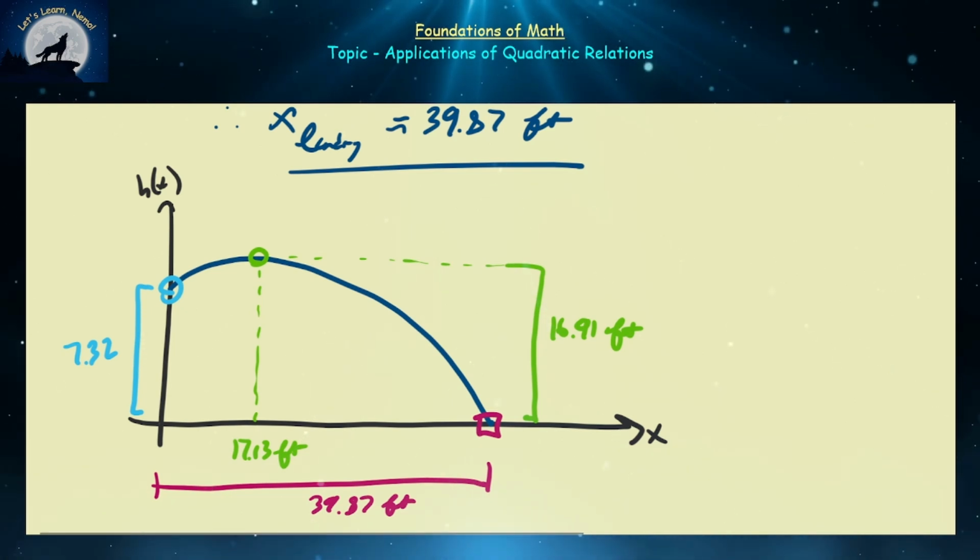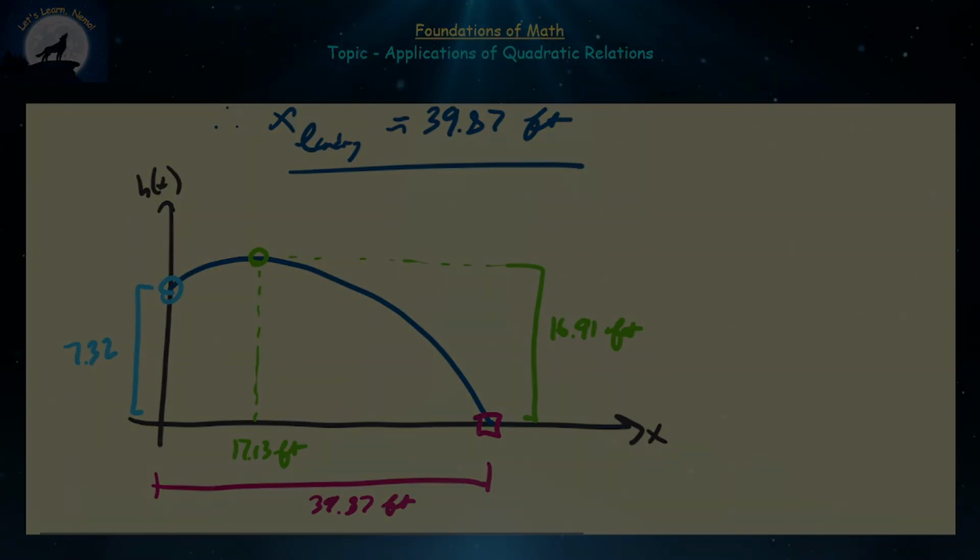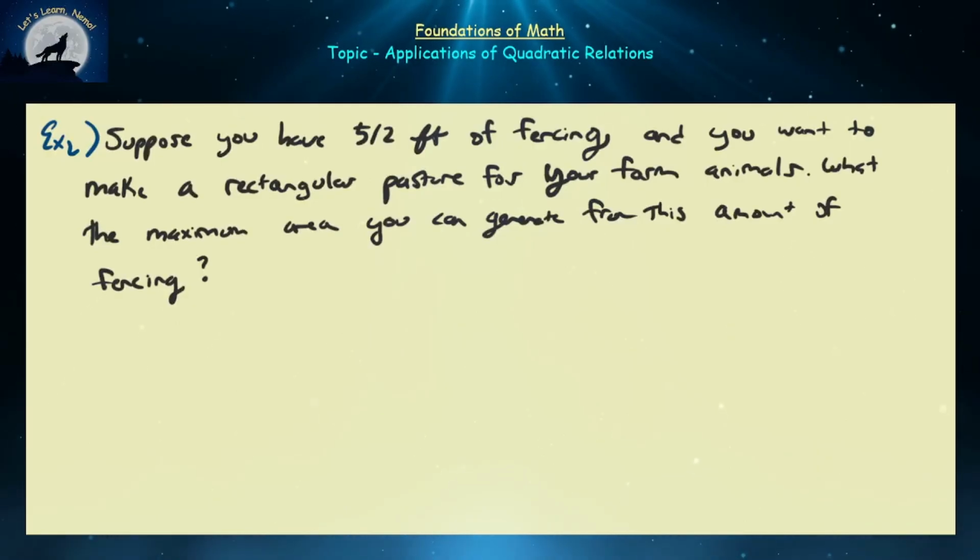So that's one application that you can use for quadratic relations. So let's consider this other engineering problem. Suppose you have 512 feet of fencing and you want to make a rectangular pasture for your farm animals. What is the maximum area that you can generate from this amount of fencing?